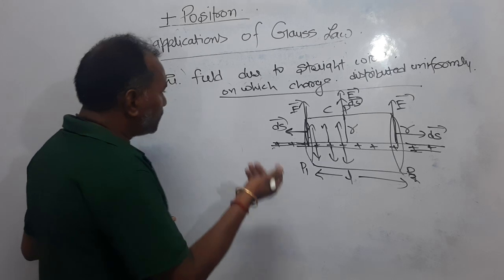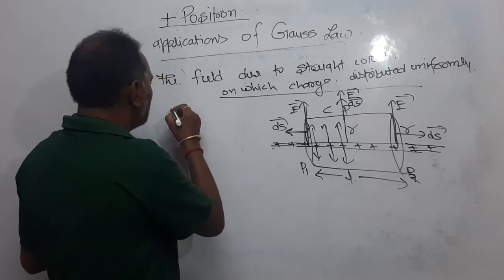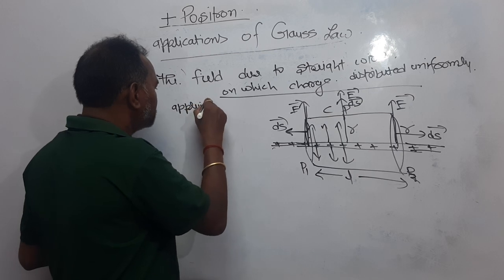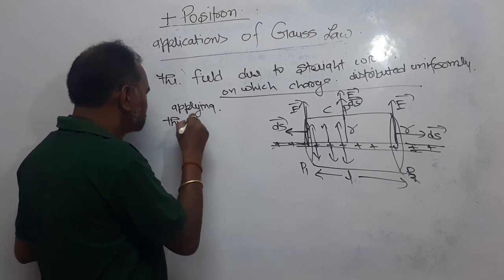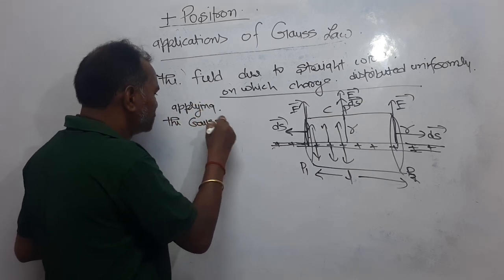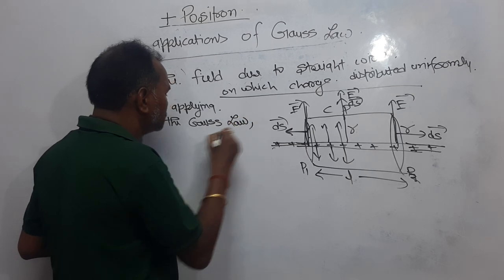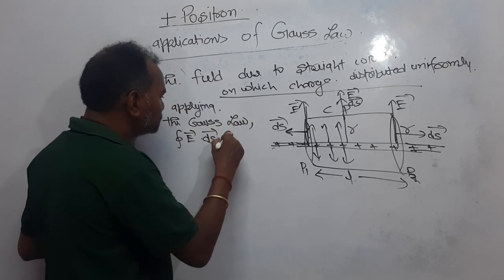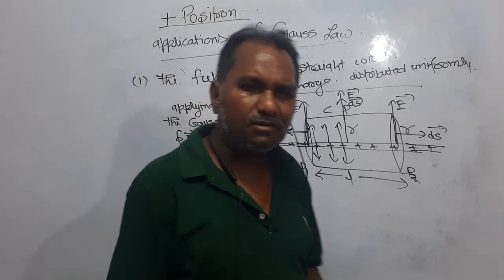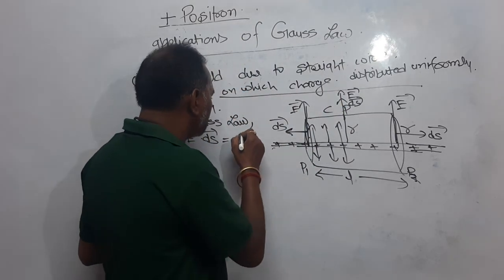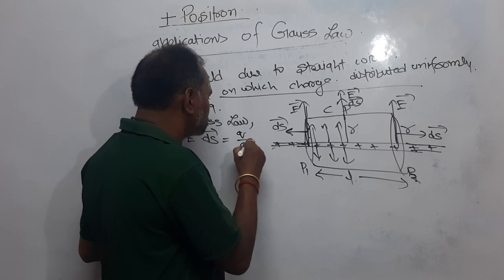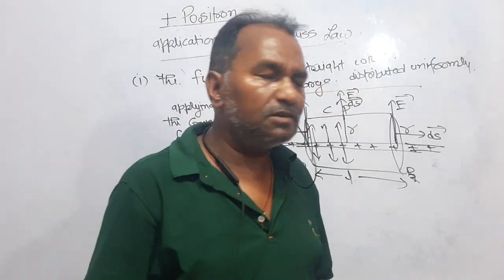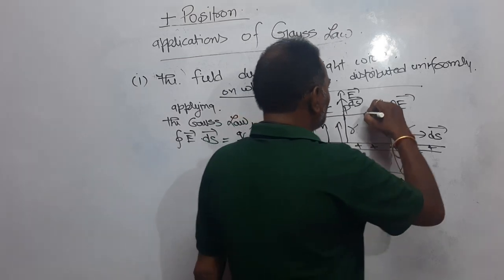So, now how can you apply the Gauss law? Applying the Gauss law, dear students, what is the outcome? Gauss law is: integral E dot ds, the flux associated with a closed surface, is equal to 1 upon epsilon naught times the charge enclosed in that surface. 1 upon epsilon naught times the charge enclosed in the Gaussian surface. This is the Gaussian surface.